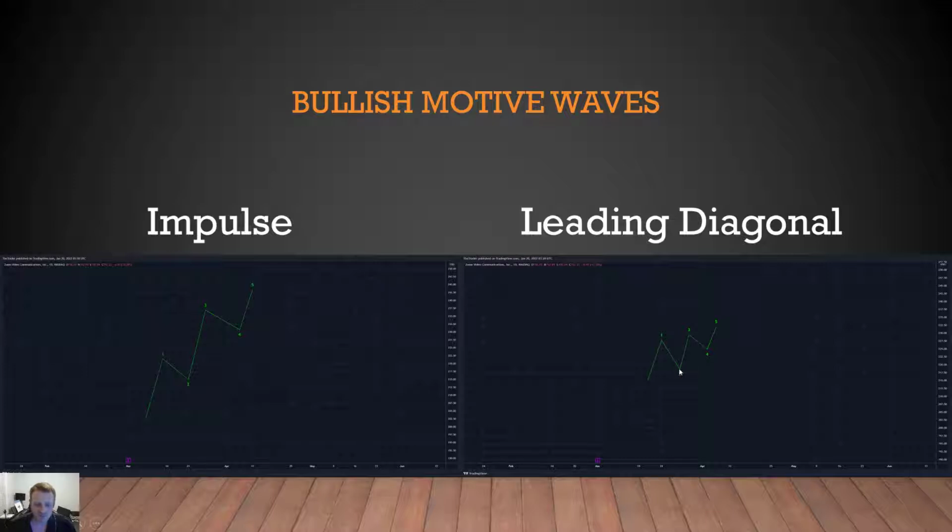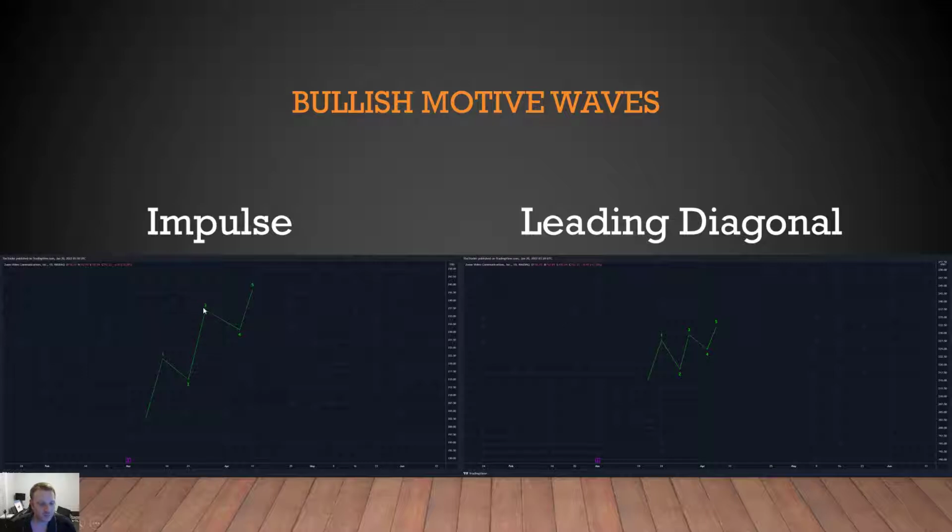Wave 2 is typically fairly deep as well. And then wave 4 must enter the price territory of wave 1. And then wave 5 must be shorter than wave 3. So you have kind of this rising wedge or contracting nature here in a leading diagonal.